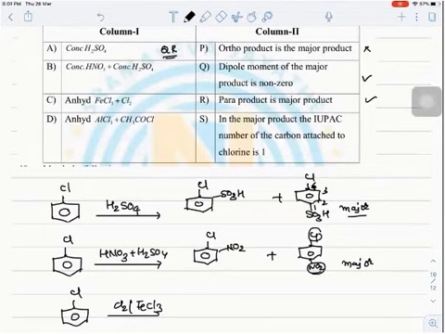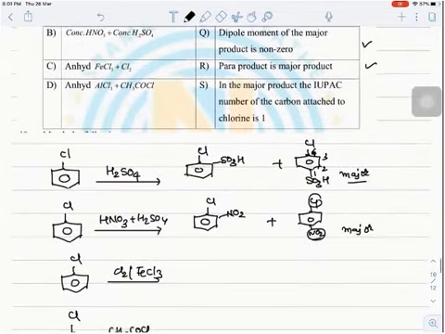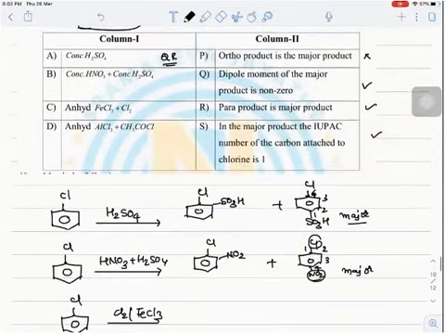Here, for the IUPAC name, Cl and NO2 are both not the principal functional group, so we go according to alphabetical order. So this is 1, 2, 3, and 4: 1-chloro-4-nitrobenzene. So this is also correct. So for the B option, we'll get Q, R, and S.